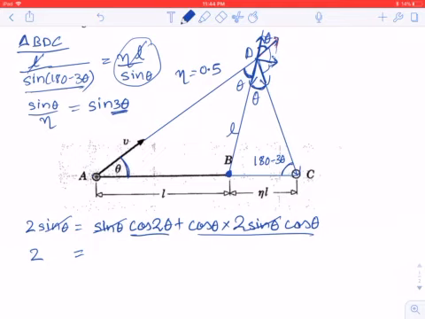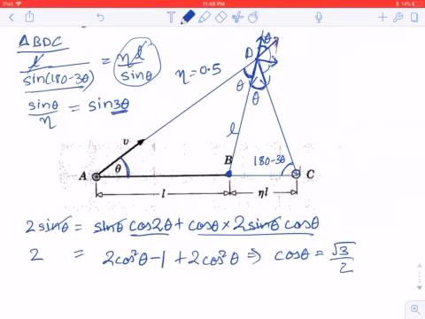Now cos 2 theta is cos square theta minus sine square theta, or you can also write it as 2 cos square theta minus 1, and the other term is 2 cos square theta. So this implies that cos theta is equal to root 3 by 2. That means theta is 30 degrees, and that is the answer.